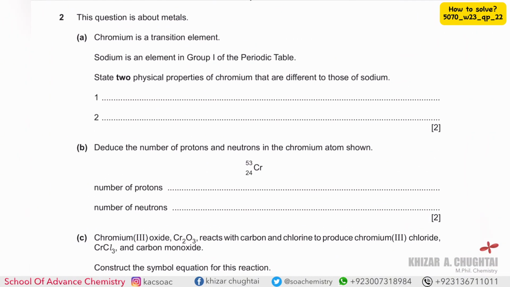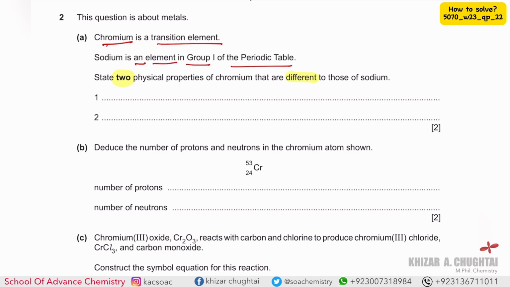This question is about metals. Chromium is a transition element. Sodium is an element in group 1 of the periodic table. State 2 physical properties of chromium that are different to those of sodium. So they are asking the unique physical properties of the transition metal that are different from the group 1 elements. Basically, the physical properties are the melting point, boiling point, density, volatility, malleability, and so on.